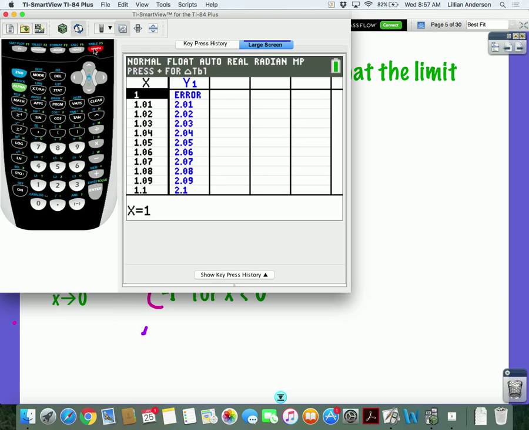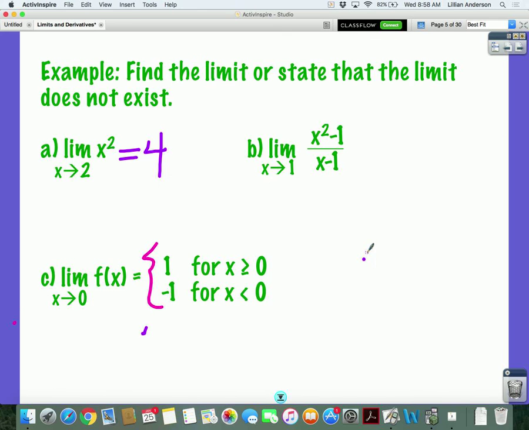So from the right-hand side, what number is it approaching? It's approaching 2. Let's check the other side, because they have to be the same. If they're not the same, the limit does not exist. Coming from the left-hand side, what number are we approaching? 2. So our limit is 2. Questions?